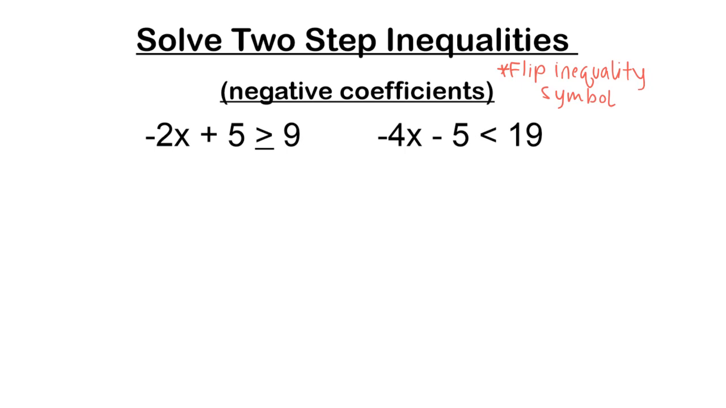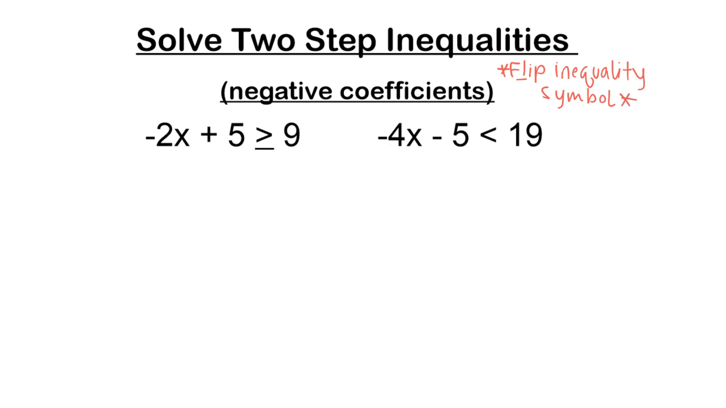In this video, we will talk about how to solve two-step inequalities with negative coefficients. One thing I want to point out to you is anytime we have a negative coefficient, which means the negative is with the number that's attached to the x, we always want to flip the inequality symbol. So I'm going to show you exactly what that looks like here in just a moment.